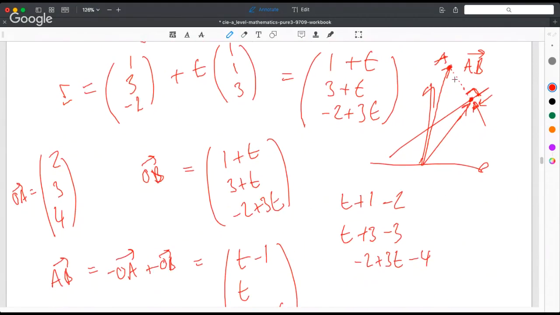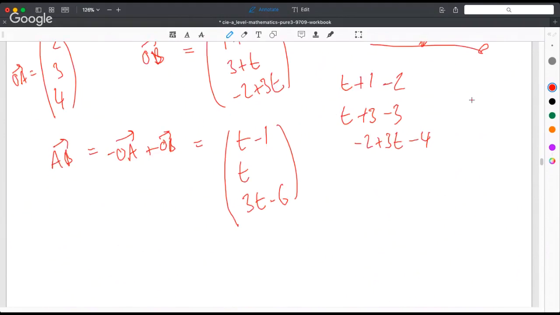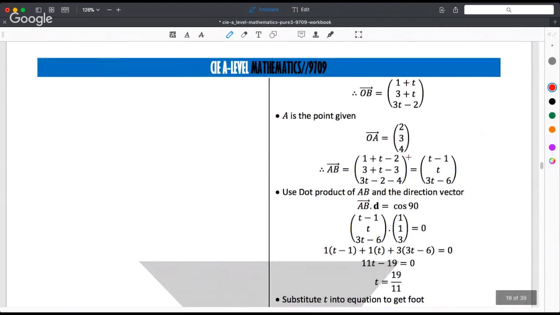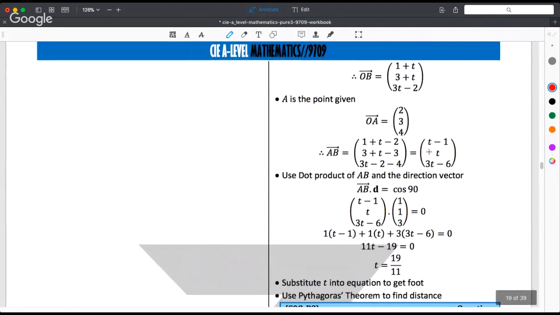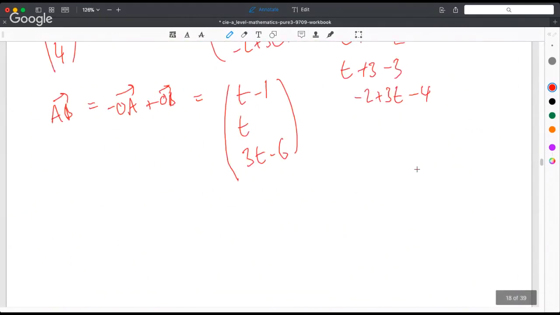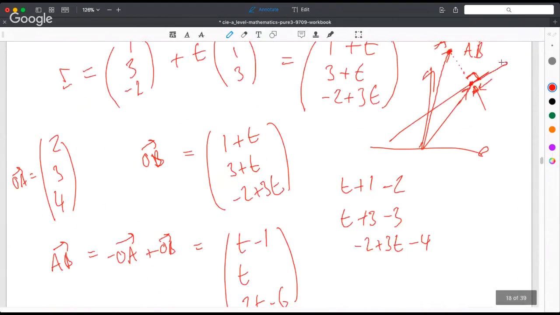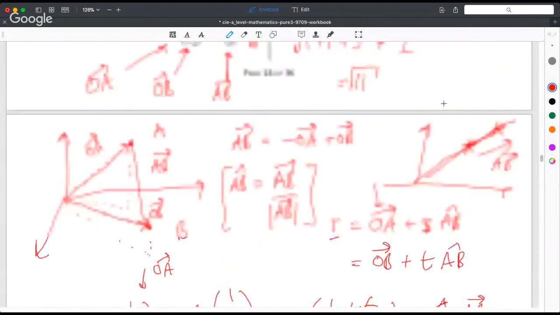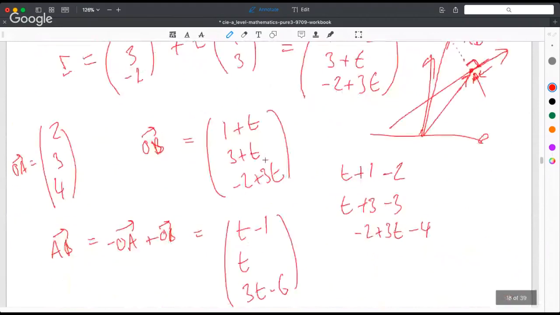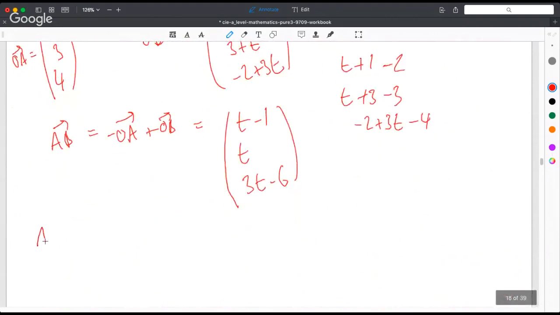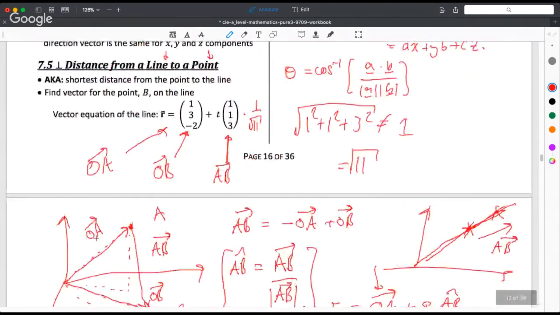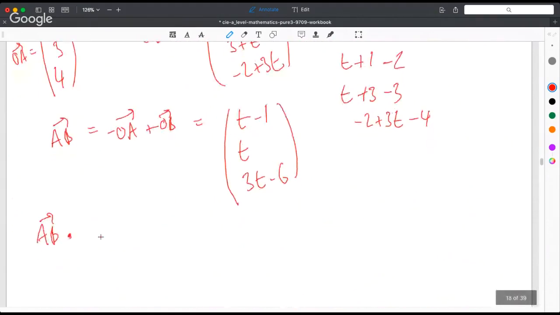And now we want to make sure that this line is perpendicular to the original line we started with. Okay, so we want to take the dot product between the line that takes us along this one. And what was that? That was just this 1, 1, 3 thing. So we do AB dotted with, we'll just call it 1, 1, 3 then.